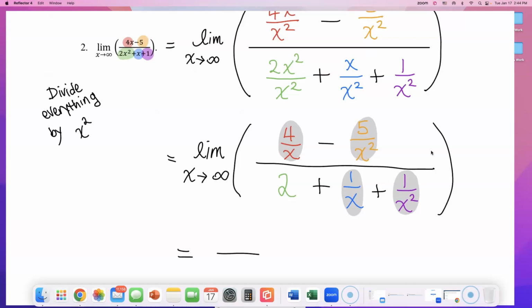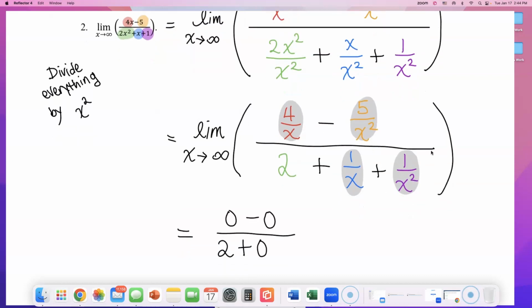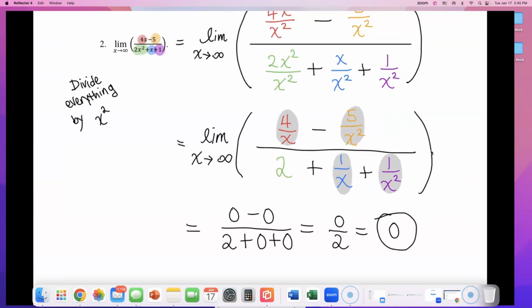This is equal to 0 minus 0 from the red and the orange. And the bottom I have 2 plus, the green survived, right? But the blue and the purple are gone. So I have this. Well, that's just really 0 over 2. And unfortunately, everything canceled out. And it's just 0. So the limit of this expression is actually 0.